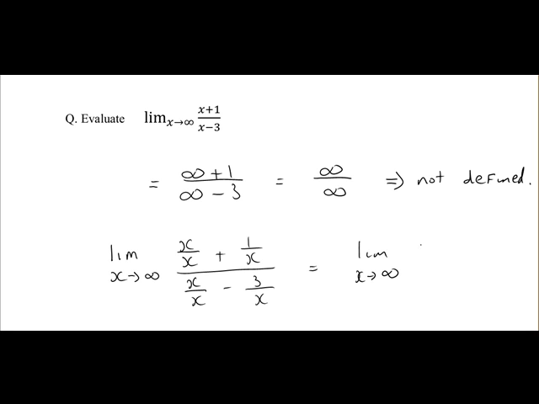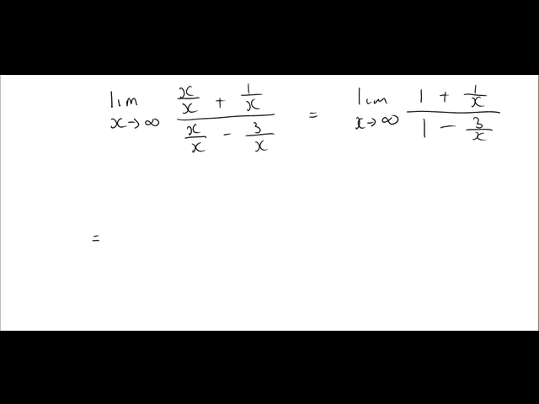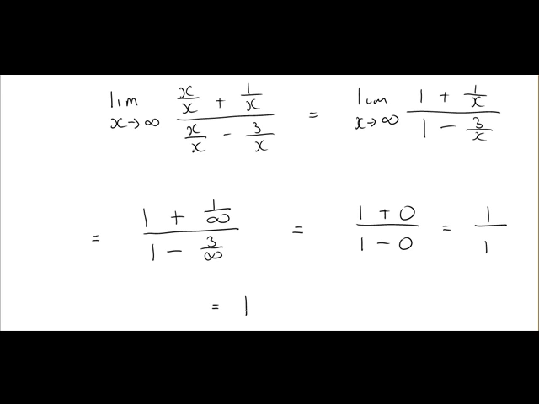So x divided by x is 1, plus 1 over x, over 1 minus 3 over x. So once we have divided above and below by the highest power of x, next we'll sub for x with what it's approaching, which is infinity. So we've 1 plus 1 over x, so that becomes 1 over infinity, over 1 minus 3 over x, so that becomes 3 over infinity. We know anything divided by infinity is equal to 0, so that leaves us with 1 plus 0 over 1 minus 0, which gives us 1 over 1, and a final answer of just 1.